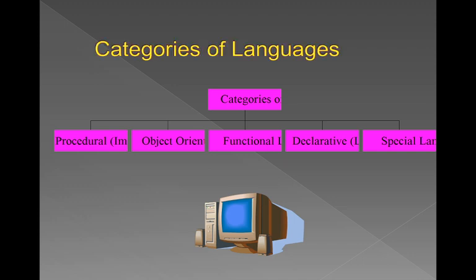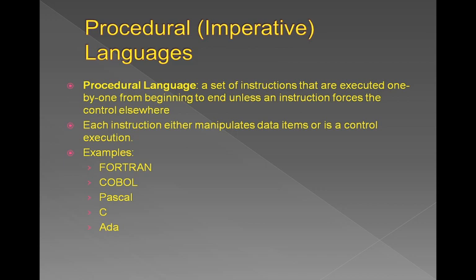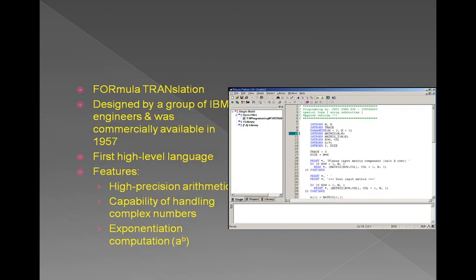Categories of languages: procedural, object-oriented, functional, declarative, and special languages. Procedural languages are a set of instructions that are executed one by one from beginning to end unless an instruction forces the control elsewhere. Each instruction either manipulates data items or controls execution. Examples: Fortran, COBOL, Pascal, C, Ada.